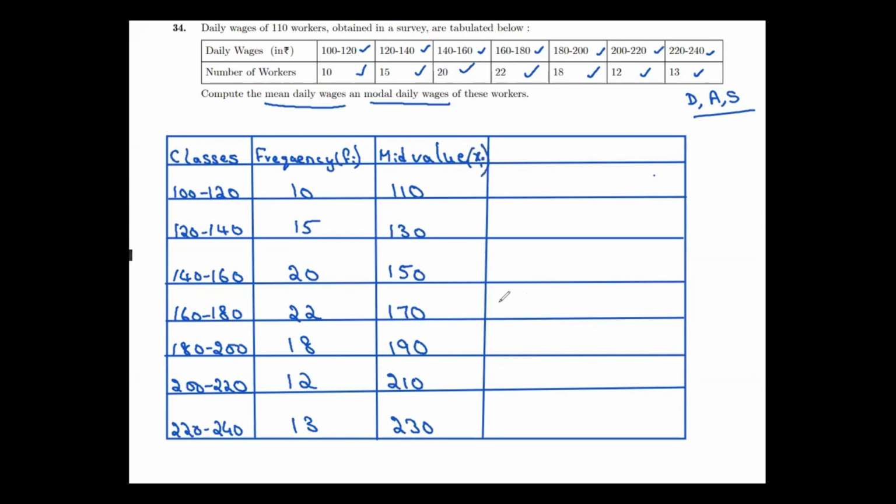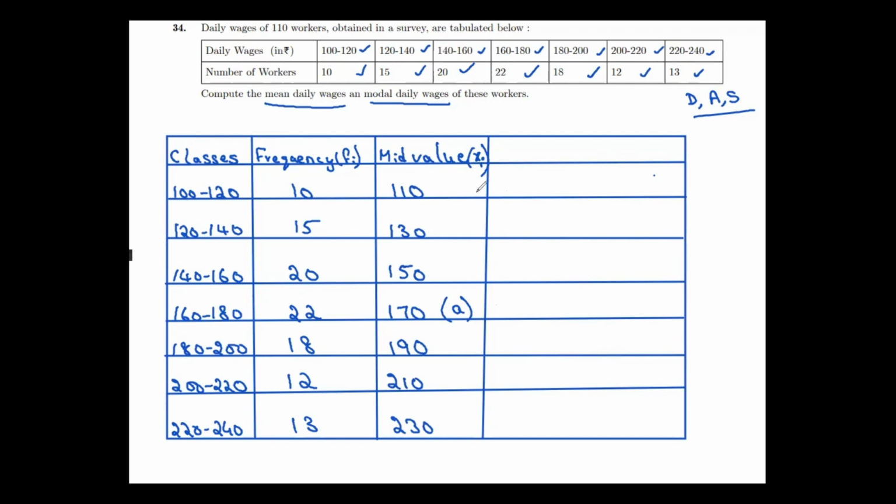As I'm taking the step deviation method, if it is assumed mean method or step deviation method, from here we have to pick one of the values from the mid values column as assumed mean. Here I am taking 170. There is no rule which number we have to take. You can take any number as assumed mean. This we have to choose for step deviation method and assumed mean method. So till here the process is quite common for both of them.